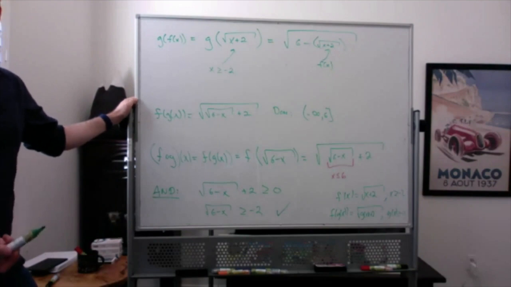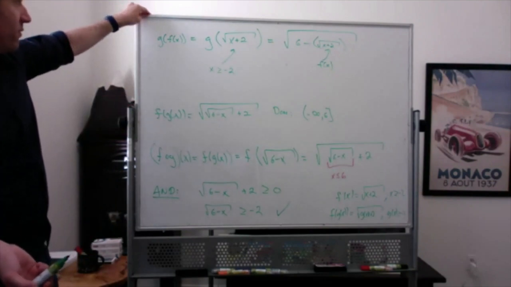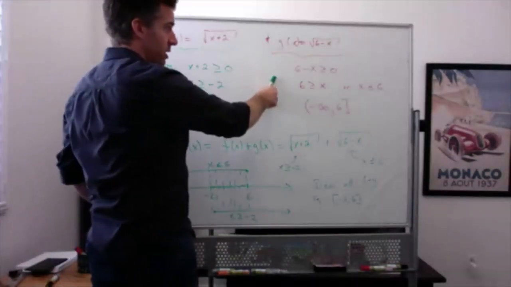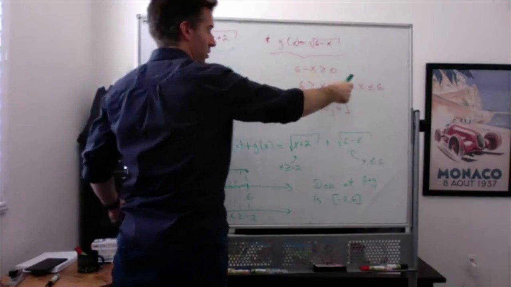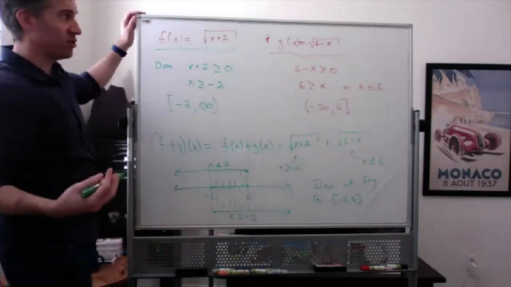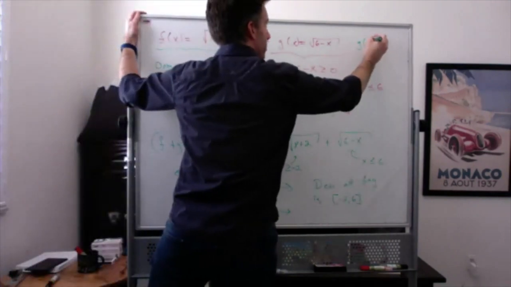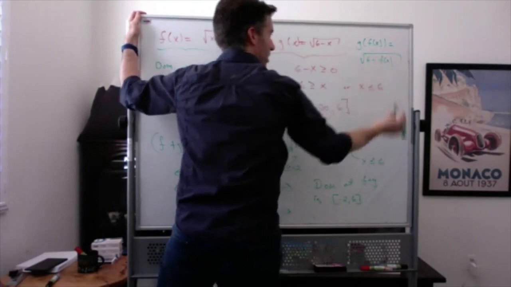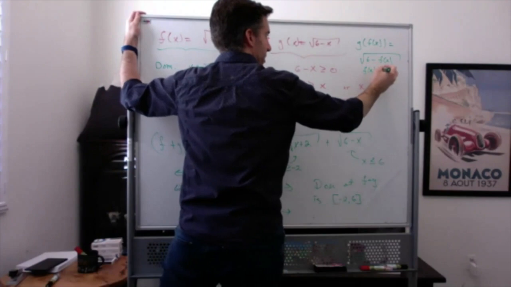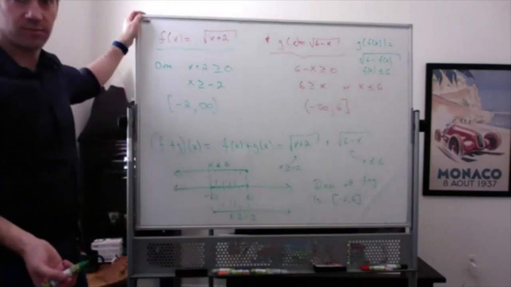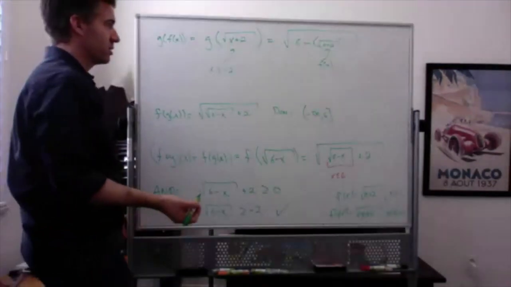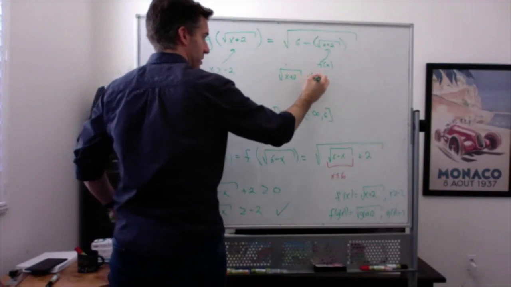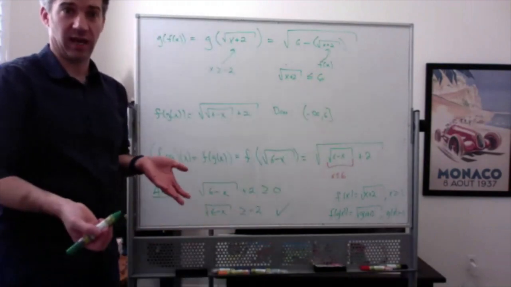So additionally here, just like before, right? For the g function, we needed 6 minus x to be bigger than or equal to 0, or x to be less than or equal to 6. So now for g of f of x, which is going to be the square root of 6 minus f of x, we're going to need f of x to be less than or equal to 6. So we need f of x, which is the square root of x plus 2, to be less than or equal to 6. And this is going to actually add some restriction here.